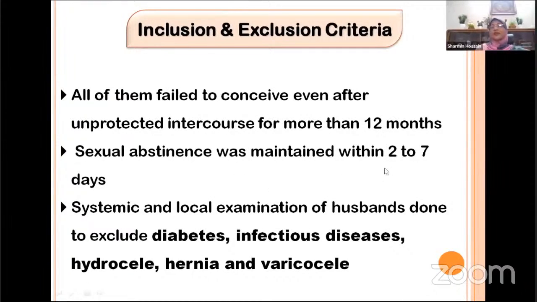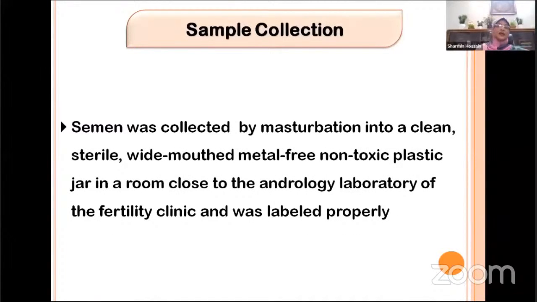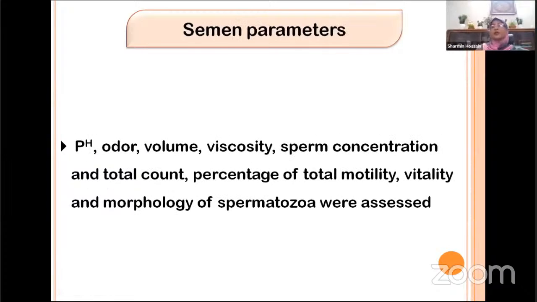Sexual abstinence was maintained within 2 to 7 days. Systemic examination and local examination were done. Sample was collected by masturbation into a clean, sterile, wide-mouth, metal-free, non-toxic plastic jar in a room close to the andrology laboratory.